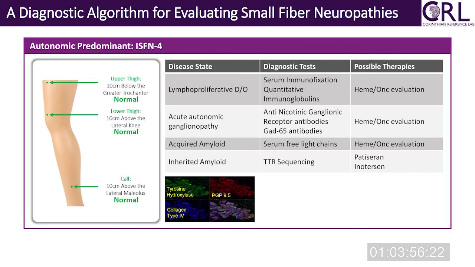The reason this is an important form to recognize is that it can present acutely, almost like a Guillain-Barré syndrome, where it would need to be treated. But we now know there are more chronic forms, such as acquired amyloidosis or inherited amyloidosis, that may also be treatable and present as a predominant autonomic neuropathy.